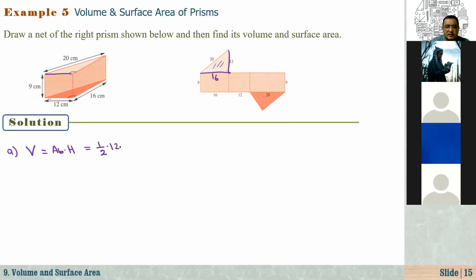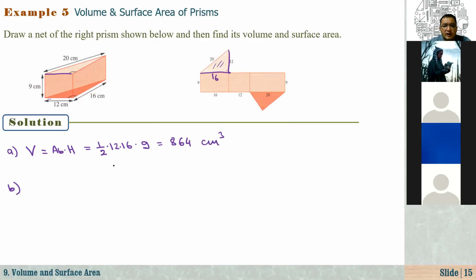That is 12 times 16. And the height of this prism is 9. So that's equal to 1/2 times 12, that's 6. 6 times 16 is 96, and 96 times 9 is equal to 864 cm cubed. That is the volume of this prism.